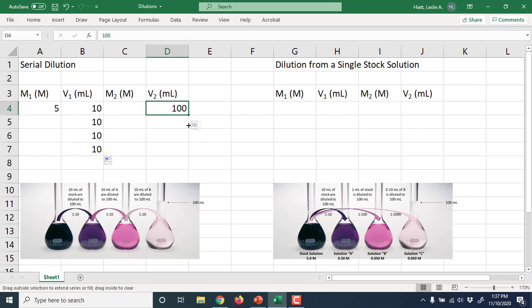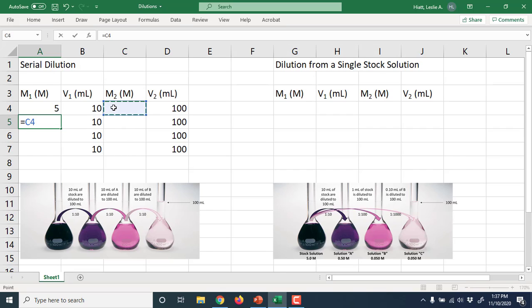So I can hover over, get that dark X, and drag it down. My M1, what is my M1 for this next row? My M1 for the next row equals whatever my M2 was previously. So I can just do that, and then I can drag it down. Because when I drag it down, this is going to make it so that this concentration is whatever this was previously. All right, but what about M2?